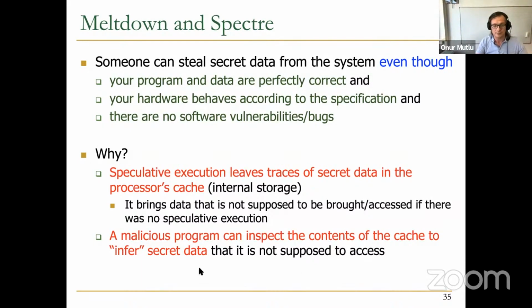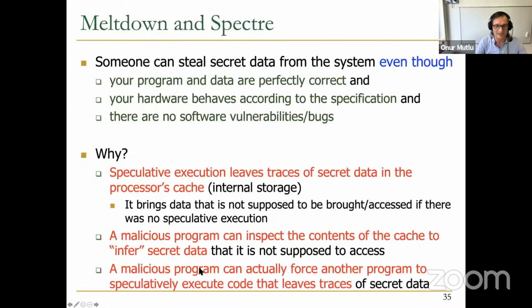Basically a malicious program can actually force another program to speculatively execute code that leaves traces of secret data. That's also very interesting. The way you do it is by polluting the branch target buffers and branch prediction structures such that the other program that you're running together with gets branch mispredictions more often at the right times. Again, I'm not going to go into the details of it, because this covers a lot of issues in microprocessor design, microarchitecture. But people have shown that you can actually do these very sophisticated attacks.